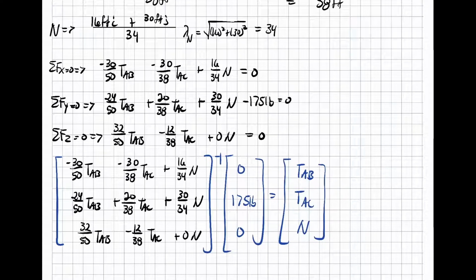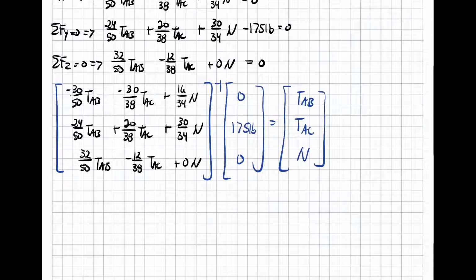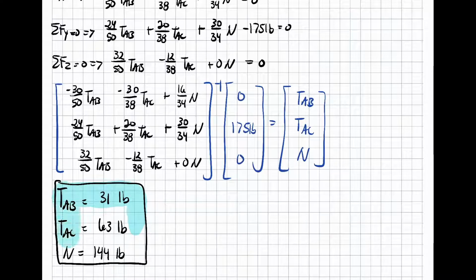Now the normal is not something that was directly asked for us to find in the question statement, but it's a little bit of extra so we can kind of get through it. So we get tension AB, tension AC, and our normal to equal 31 pounds, 63 pounds, and 144 pounds. That normal is the amount of force that the ice is pushing against the person holding those tensions.